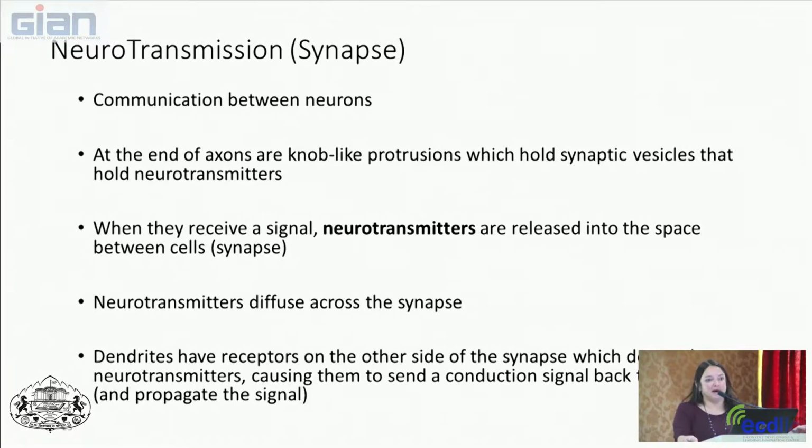And remember, we said that what brings the signal in is these dendrites. So the axons come down, the space between is the synapse, and they send the signal to the dendrites on the other side of the synapse. These dendrites have the receptors that bind the neurotransmitters, and this causes them to start to send the action potential down their own cell body, and propagate the signal along to the next cell, and again, then this neurotransmission occurs at the next synapse.